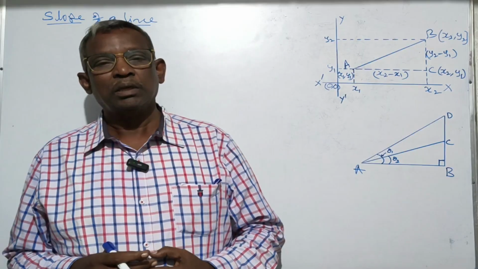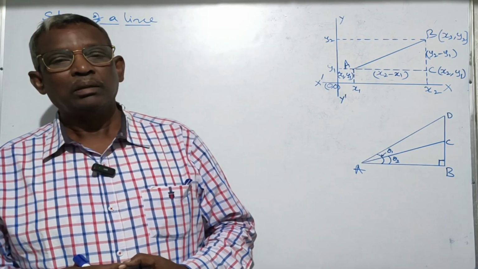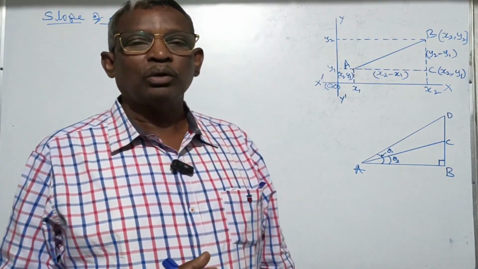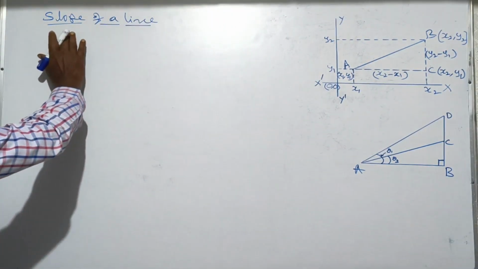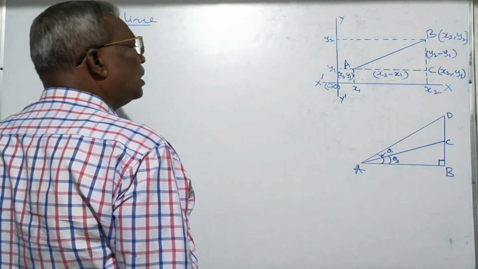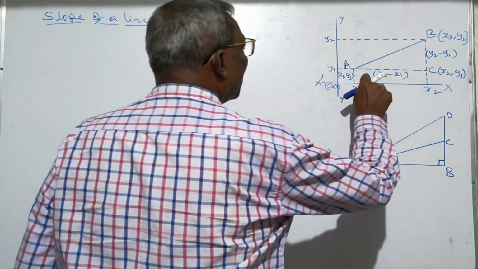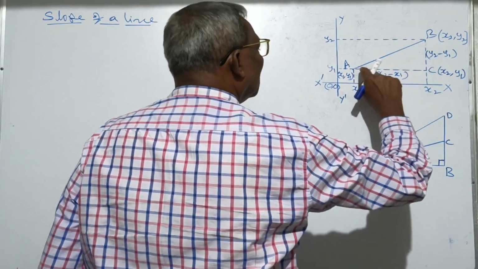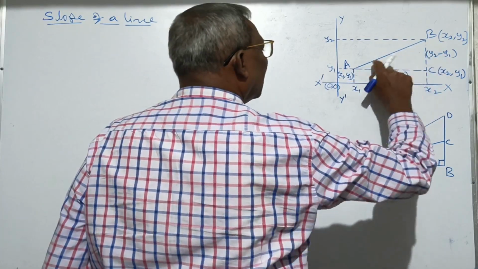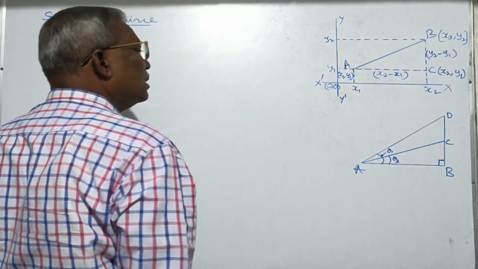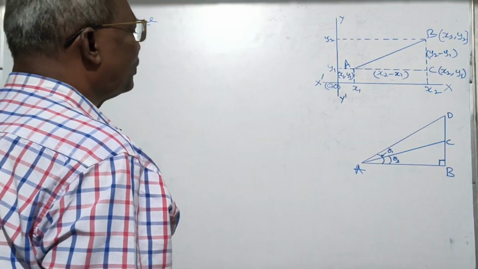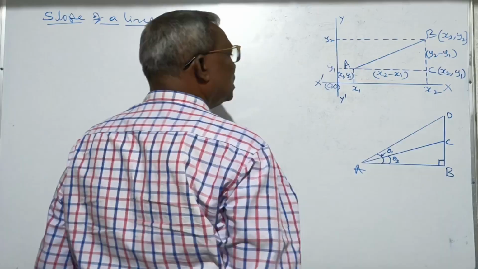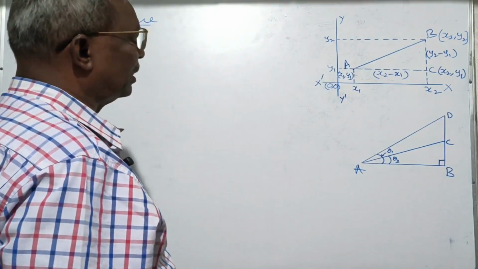Today our topic is slope of the line, that is slope between 2 points. Let us consider point A, point B. This AB is a line. We should find the slope of this line.